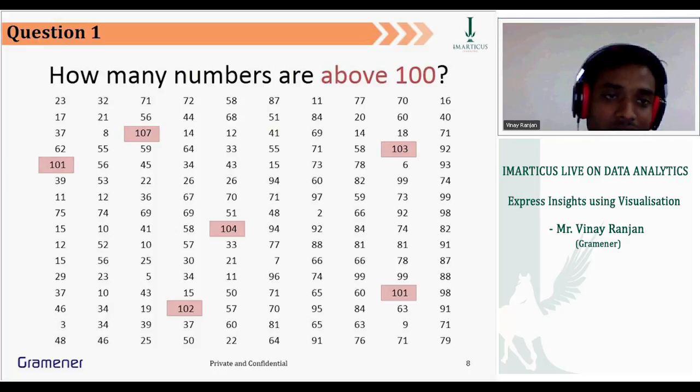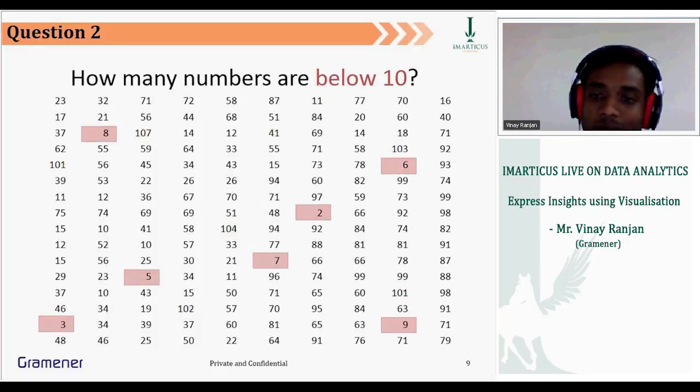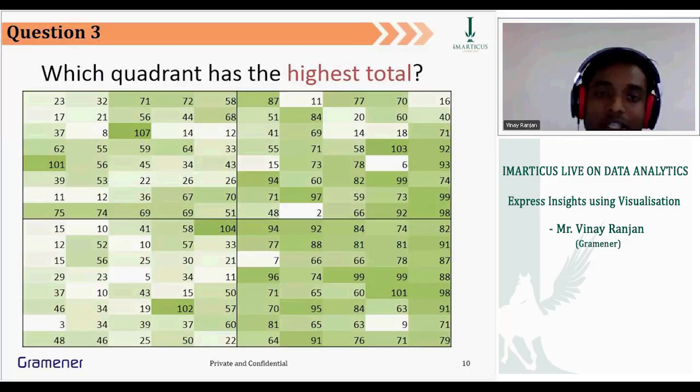Now let's go to the next thing. Now how many are below 10? So we can see easily that 7 are there which are below 10. Which was very difficult in the earlier slide. And now, for the quadrants, here we have used a gradient, from white to green. So the quadrant having more green slots has bigger numbers. So easily we can make out there is a close competition between the second and the fourth quadrant. So basically the fourth quadrant is the winner here because we have more green blots over there.